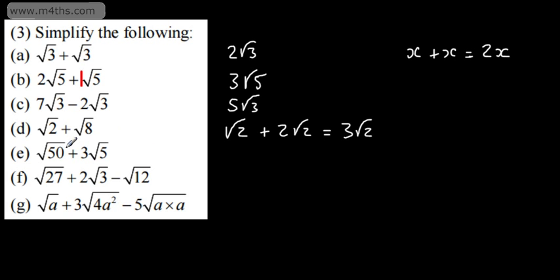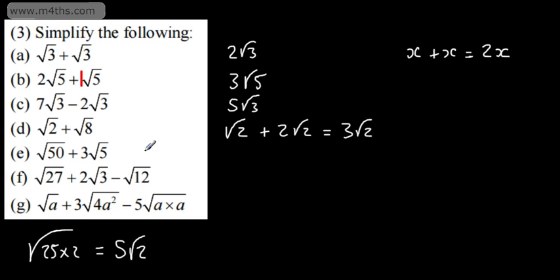Okay, this one right here, now we've got the root of 50 plus 3 root 5. We've seen that the root of 50 can be written as the root of 25 times by 2, which is going to give us 5 root 2. We're trying to add to this 3 root 5. We can't do it as they're not like surds.